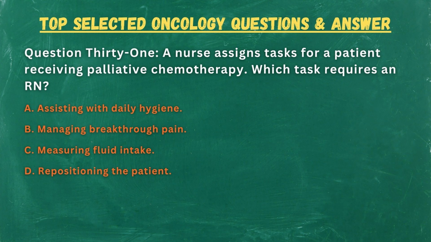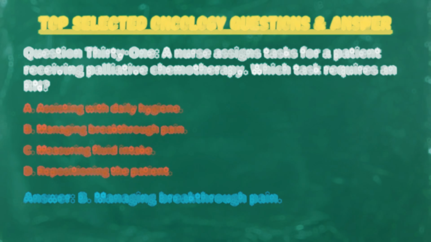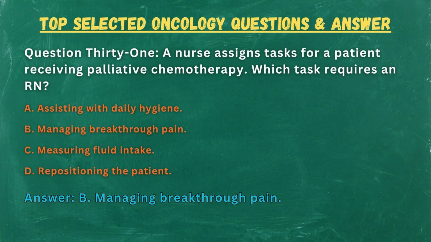Question 31. A nurse assigns tasks for a patient receiving palliative chemotherapy. Which task requires an RN? A. Assisting with daily hygiene. B. Managing breakthrough pain. C. Measuring fluid intake. D. Repositioning the patient. Answer: B. Managing breakthrough pain.